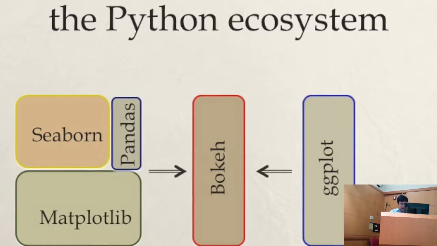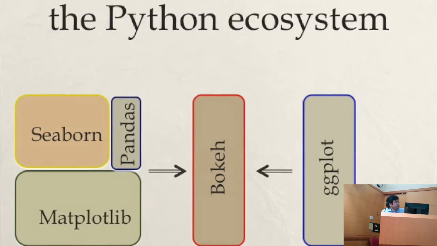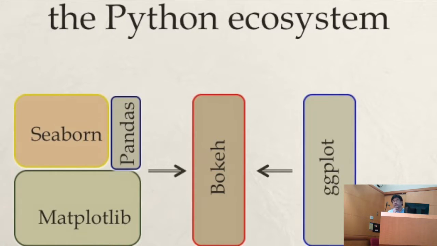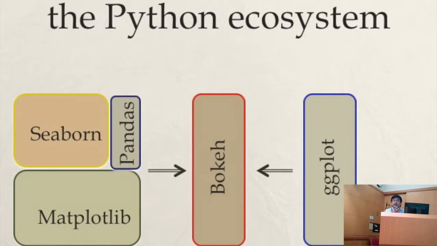So I will talk about Bokeh. But the important thing is that a plot you made from Seaborn, matplotlib or ggplot, you can export to Bokeh, and then Bokeh can convert it to HTML. So if you know matplotlib really well, you can just export to Bokeh so that all your plots become interactive.